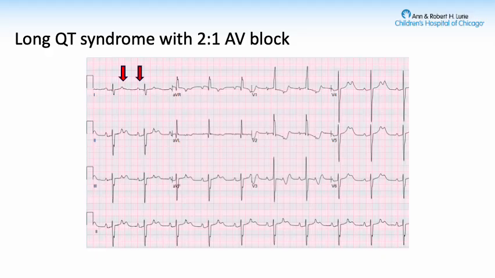What you can see here is 2 P waves for every QRS with pretty profound bradycardia. This is actually the P wave hiding in here, but you can see that this T wave is pretty long and pretty abnormal in appearance. This is going to be a very, very rare occurrence. I think in my entire tenure in EP, I've only seen this a handful of times in babies.